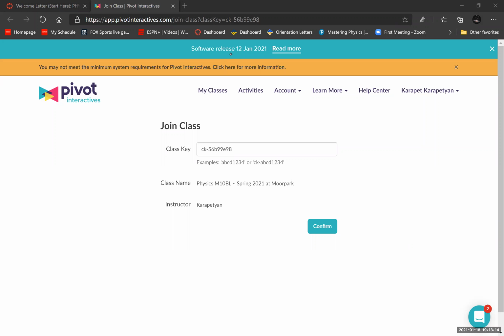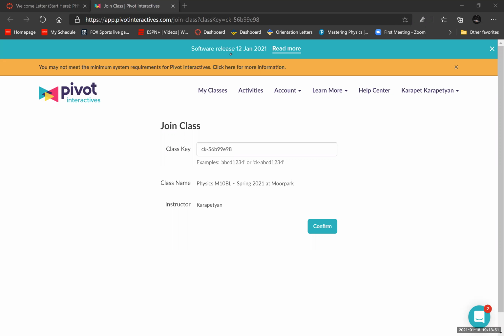Starting with lab two, all the labs will be done on Pivot Interactive. That means the graphs, answering questions, the calculations and everything will be done on Pivot Interactive, and I'm going to be grading over there as well. At the very end, I'll transfer the grades from Pivot Interactive to Canvas. Your submissions and everything will be done on Pivot Interactive. After lab one, you will not be submitting anything to Canvas. Everything should be submitted to Pivot Interactive.